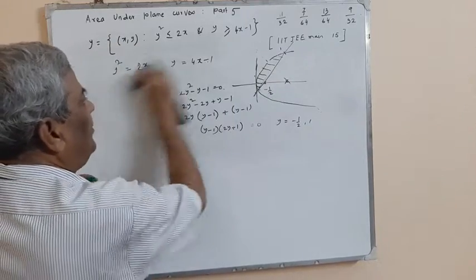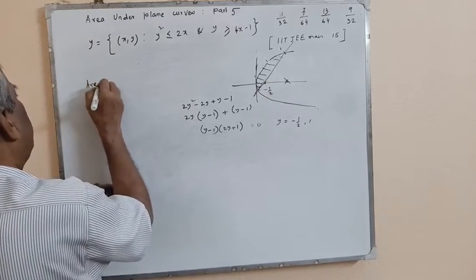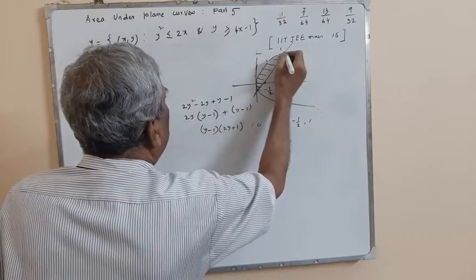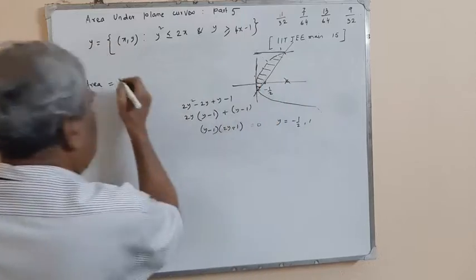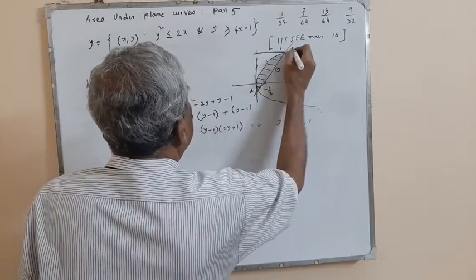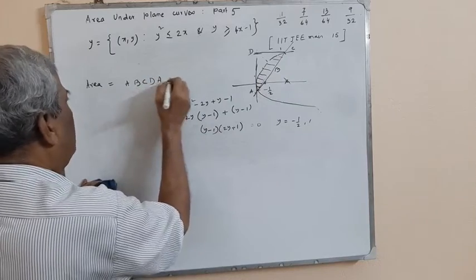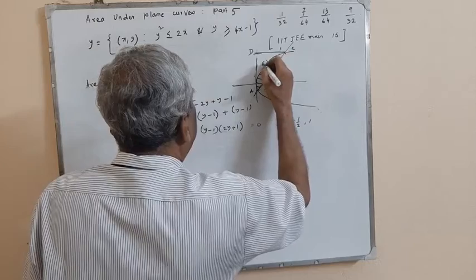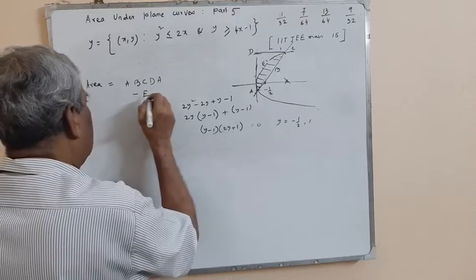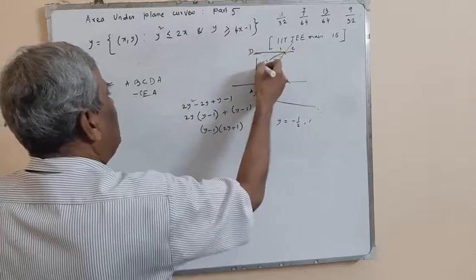So our area is equal to x dy. I am integrating with respect to the y axis. First, let us name it. Say A point, B point, C, D, and A. So that it is equal to A, B, C, D, A minus the white part, that is E. It is minus C, E, A, D, C.